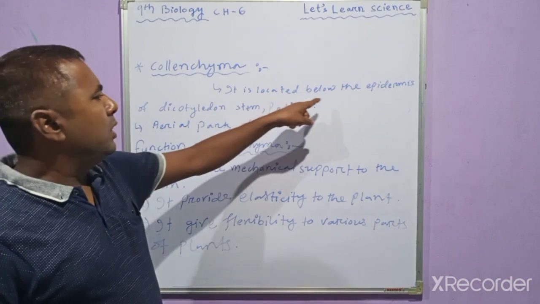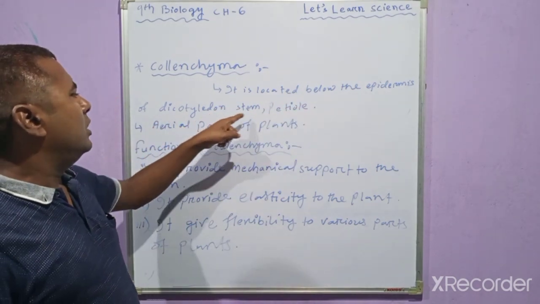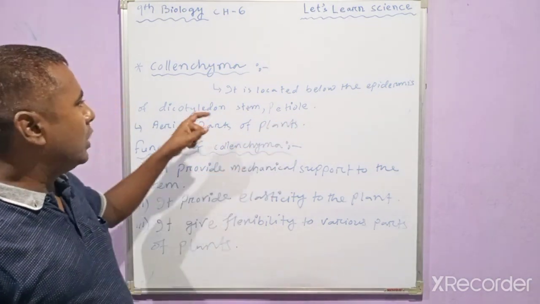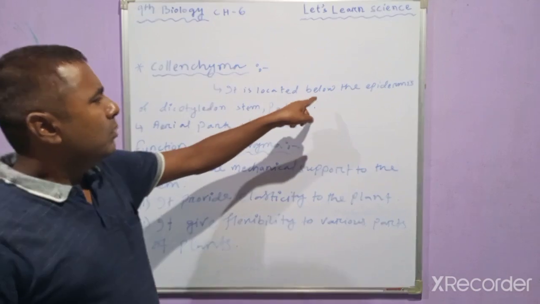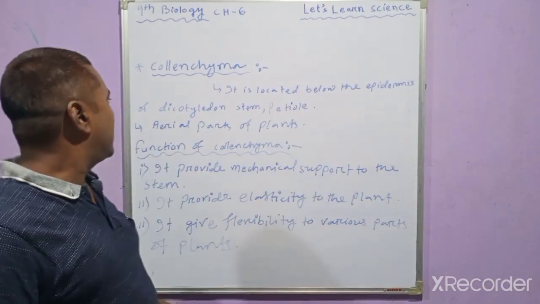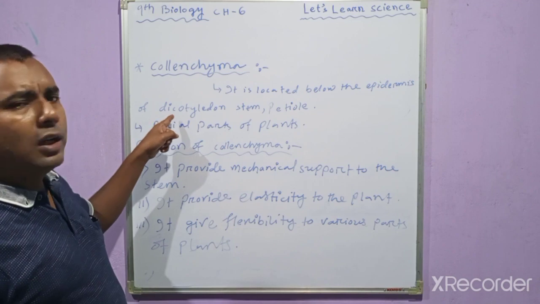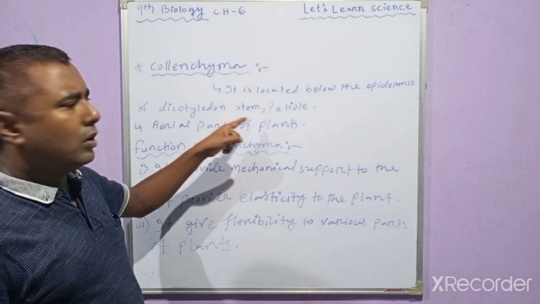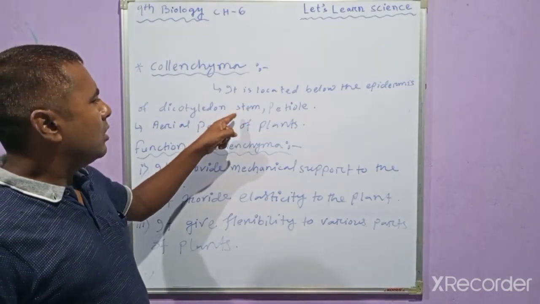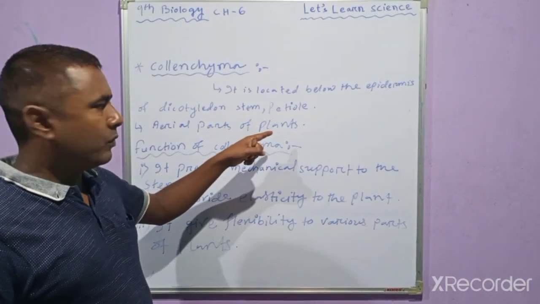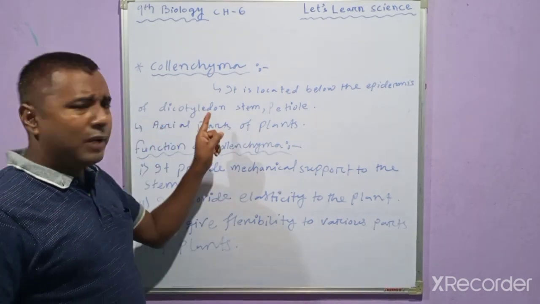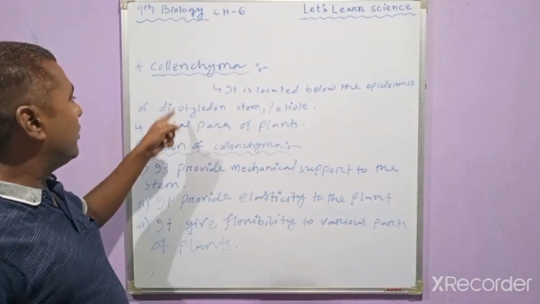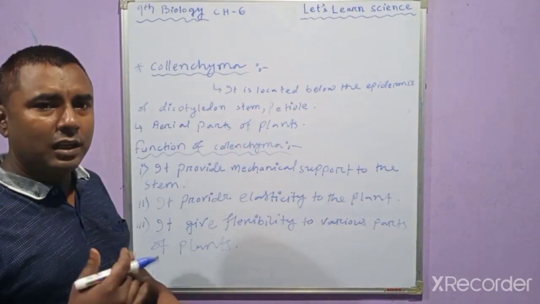Chlorenchyma is located below the epidermis of the dicotyledon stem as well as in the petiole. Petiole is a part of the leaf. So where is it located? It is located below the epidermis of dicotyledon plants, in the stem as well as in the petiole. Okay. So parenchyma is not found in the dicotyledon. It is found only in monocotyledon. But chlorenchyma is found in dicotyledon stems as well as in the petioles.